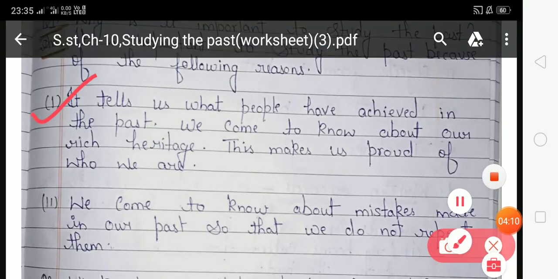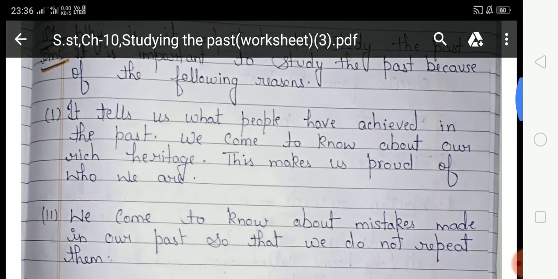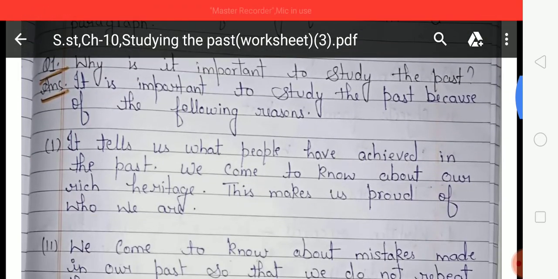First, when we study the past, it tells us what people have achieved in the past. We come to know about our rich heritage. This makes us proud of who we are. And second, we come to know about mistakes made in our past so that we do not repeat them. So students, these are the two reasons that it is very important to study the past.